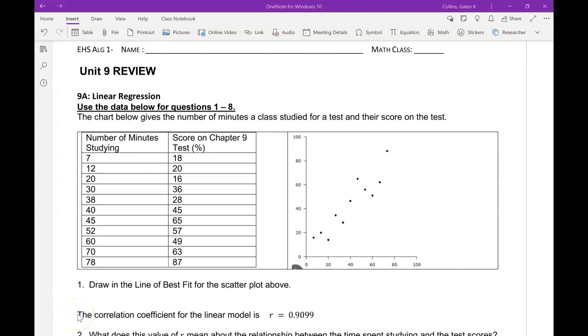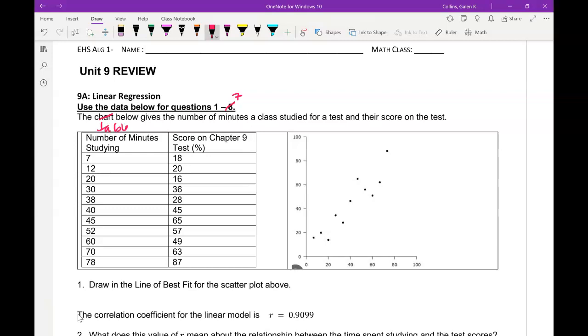For Learning Target 9A, we're going to use this first data model for questions 1 through 7, not 8. We are given a table that gives us the number of minutes students in a class studied for a test and the score that they got on their test. So the first thing we're asked to do is to try to draw a line of best fit.